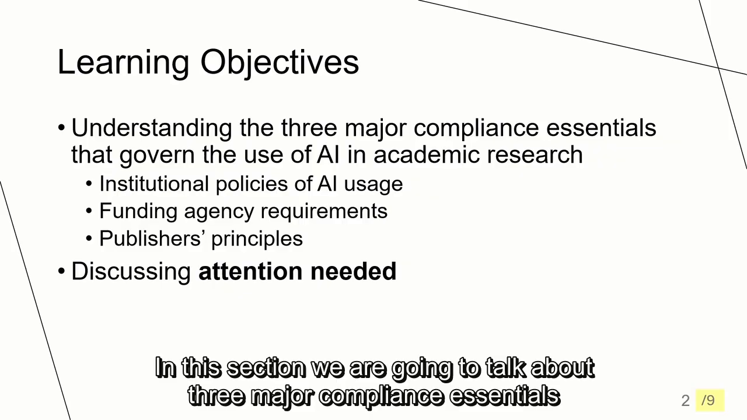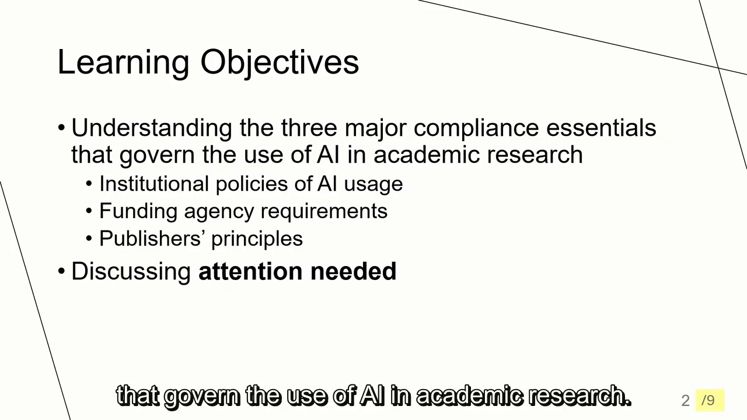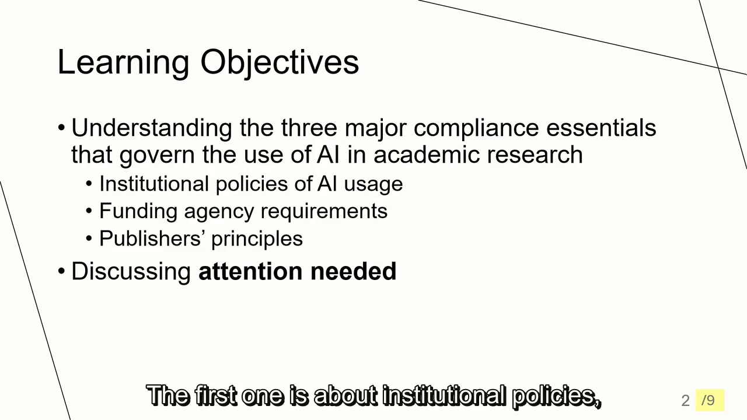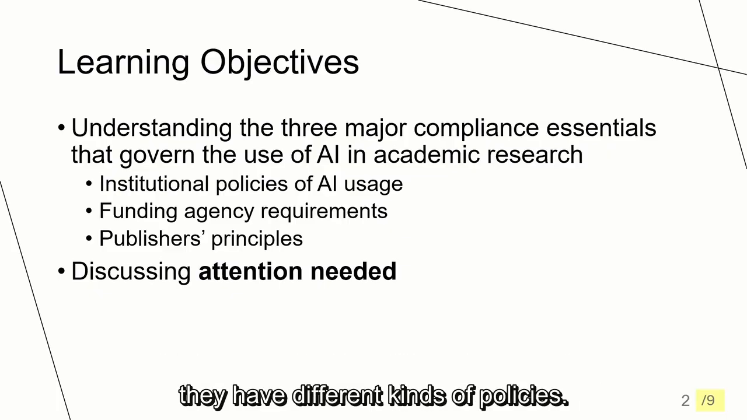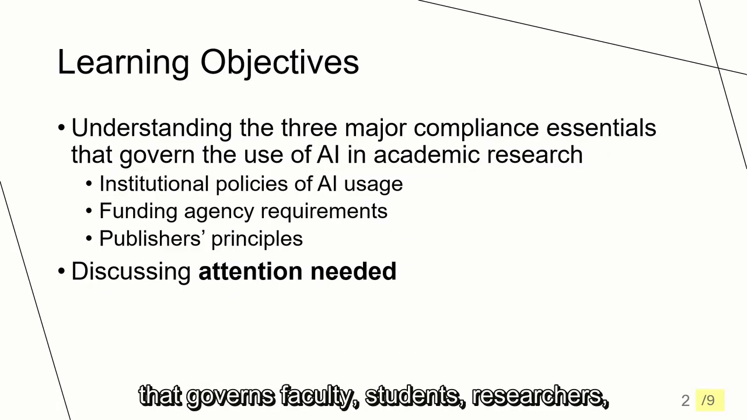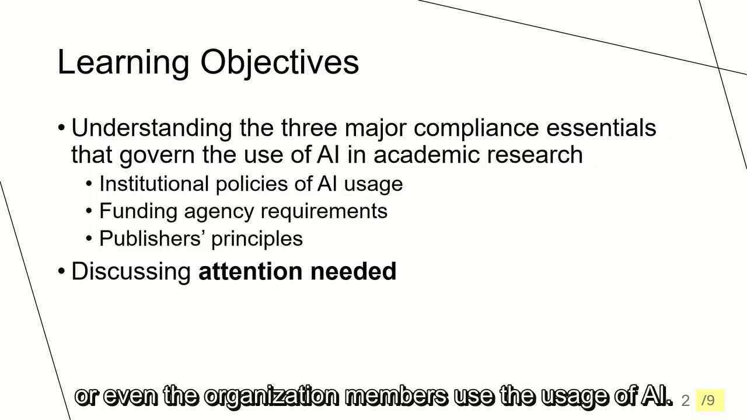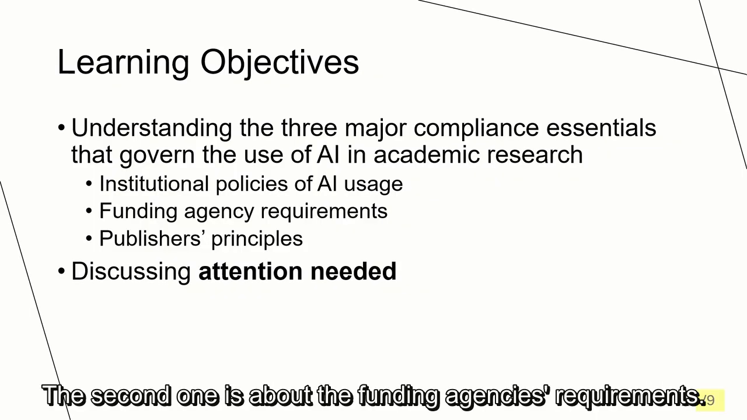In this session, we are going to talk about three major compliance essentials that govern the use of AI in academic research. The first one is about institutional policies, which means that different companies, institutions, universities, or agencies have different kinds of policies that govern how faculty, students, researchers, or even their organization members use AI. The second one is about the funding agencies' requirements.